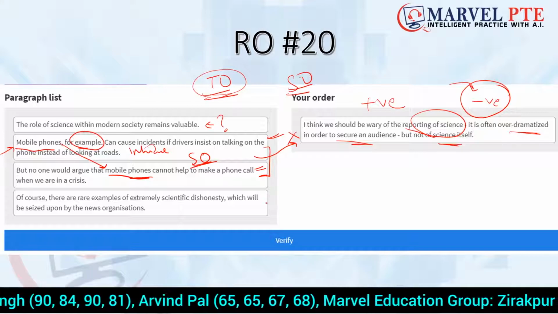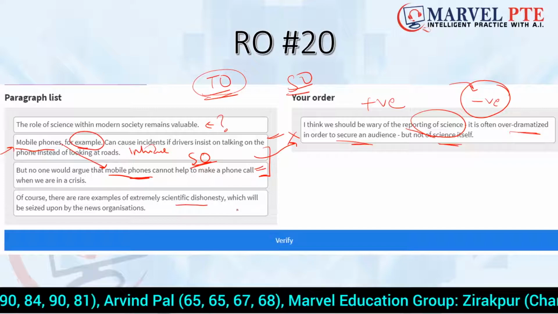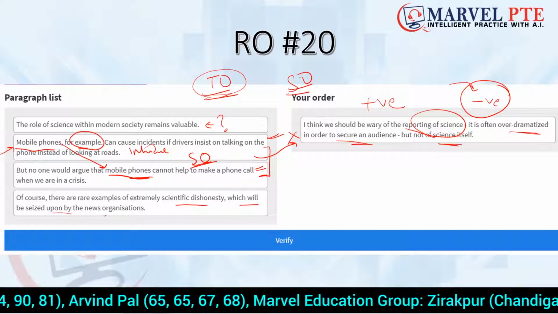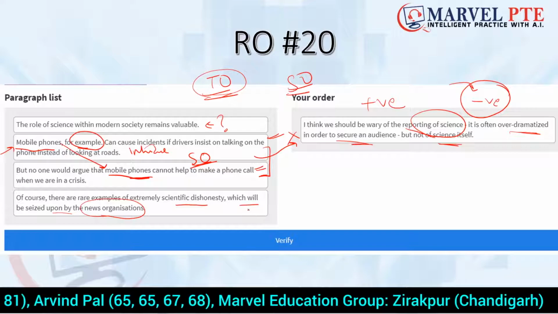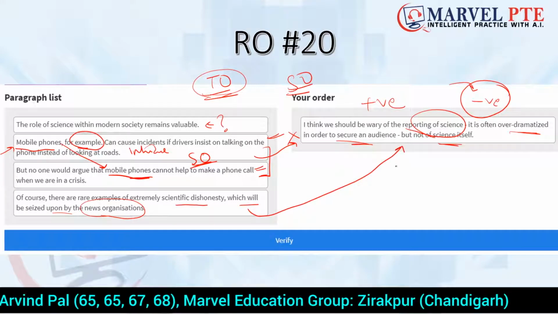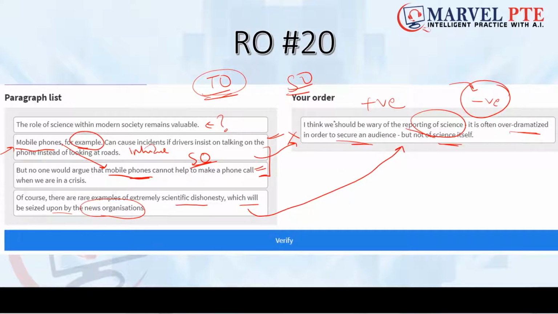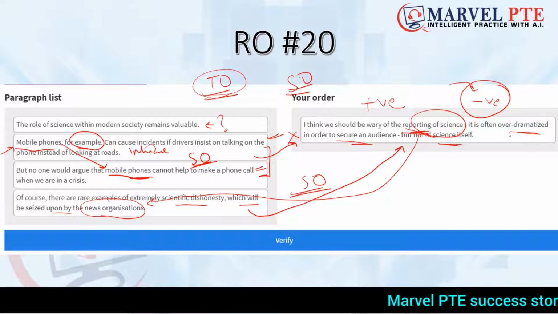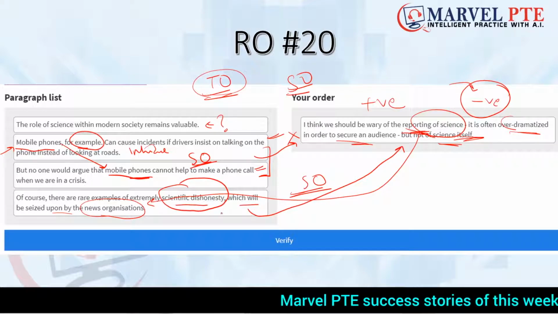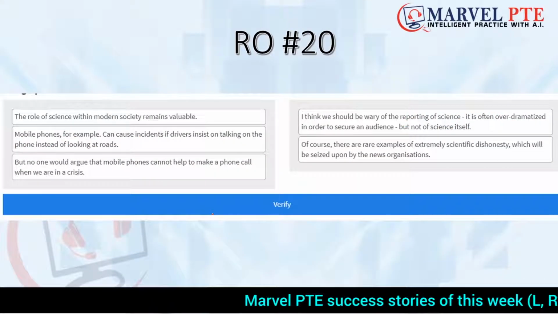Of course, there are rare examples of extreme scientific dishonesty which will be seized upon by news organizations. So this one is going to fit over here. Now see from this, who is going to report the science, right? Science reporting is going to be done by news organizations. So that's why our SO strategy, subject object strategy, comes into play. And we have been talking about the negative thing. So that is the negative connotation which is associated over here, scientific dishonesty. That's why we are going to put it over here.